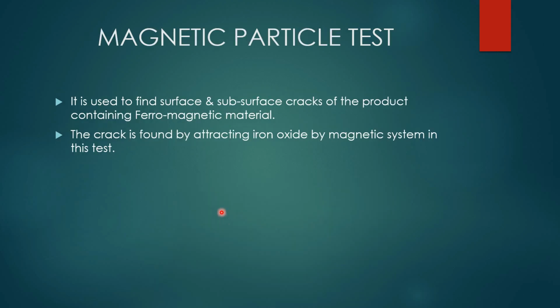Now third one, magnetic particle test. Magnetic particle test is used to find surface cracks as well as subsurface cracks up to some level, maybe up to 10 mm to 15 mm. We cannot go more than that. It cannot detect defects beyond that. The crack is basically found out by attracting iron oxide by a magnetic system in this test.